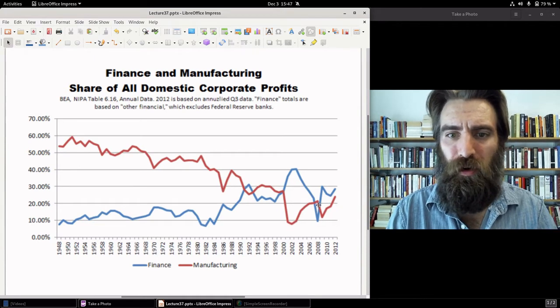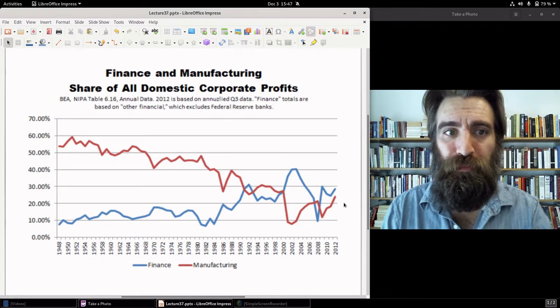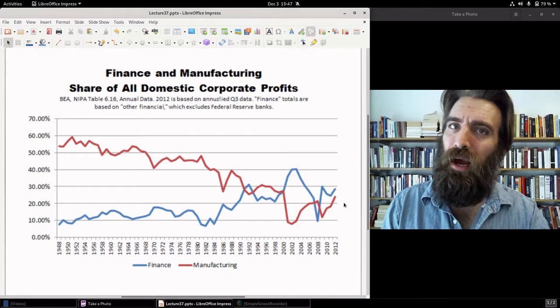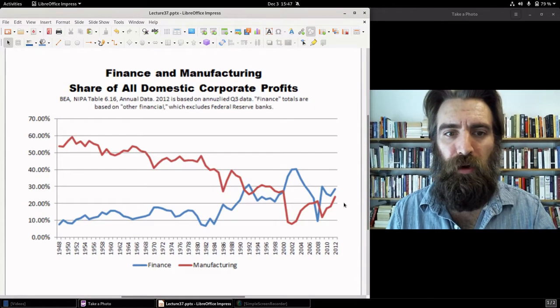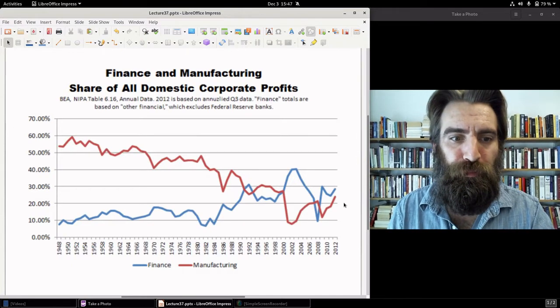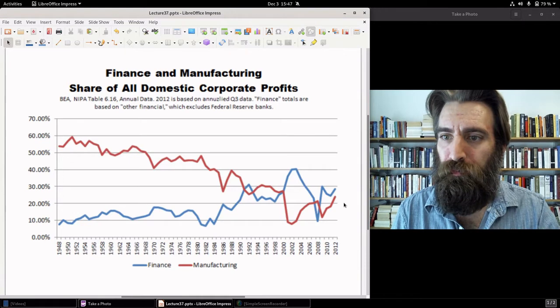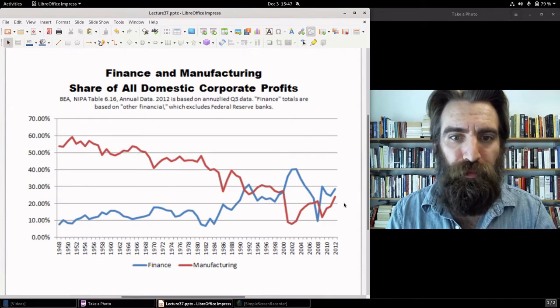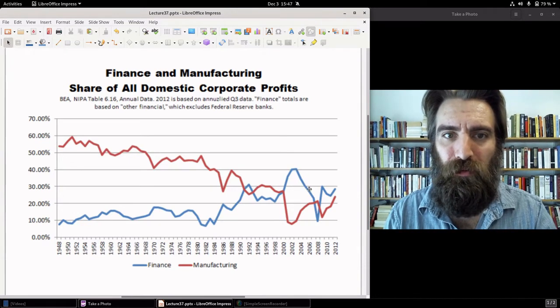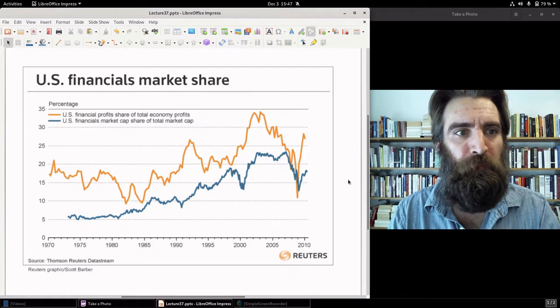I don't know what the current numbers are. But obviously there are other issues there, such as NAFTA, the rise of China as a manufacturing superpower. But this percentage of corporate products from the financial sector is quite a lot of growth.